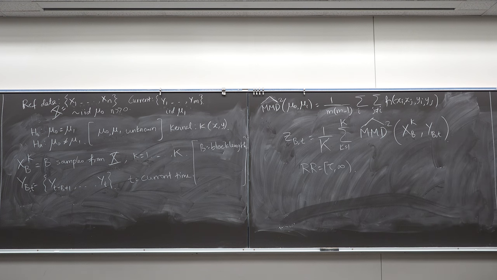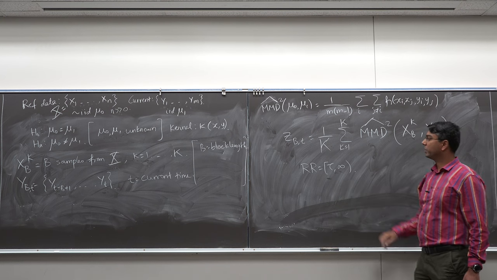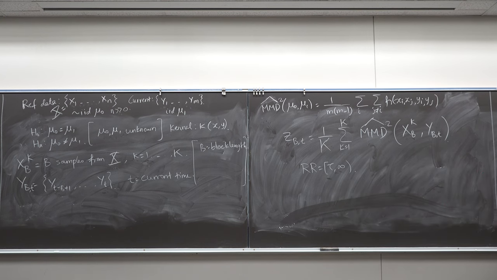Okay, that is what this particular algorithm is doing. And then I'm going to take the rejection region to be tau and infinity, as has been the case for many of the other algorithms as well. Okay, is this algorithm clear?